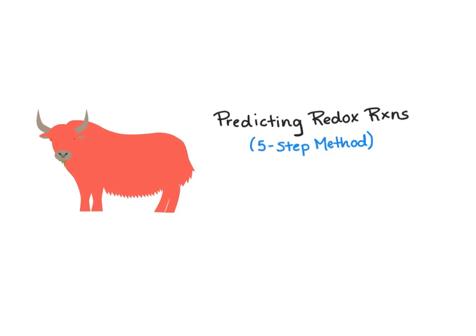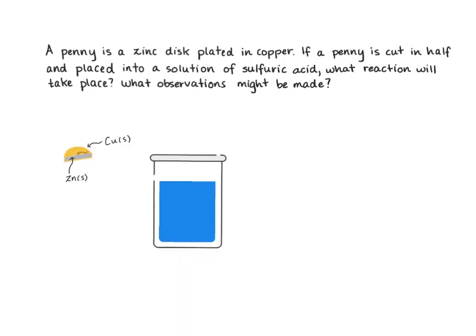In this video, we're going to look at how to predict what reaction will take place in a redox reaction using the 5-step method. We're going to walk through an example together. So a penny is a zinc disc plated in copper. If a penny is cut in half and placed in a solution of sulfuric acid, what reaction will take place and what observations might be made?